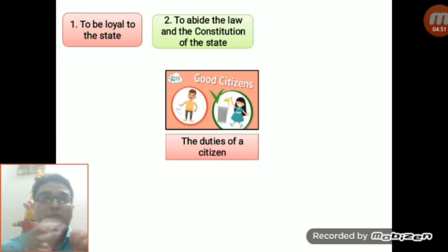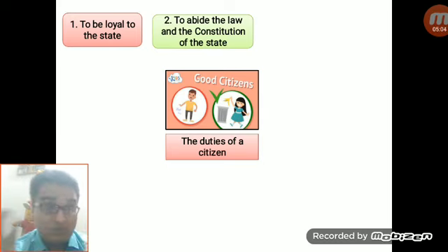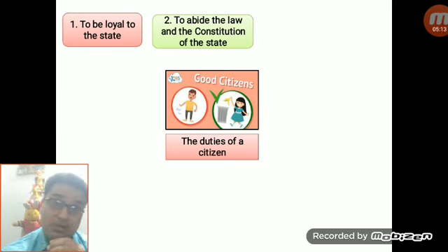Number two, to abide by the law and the constitution of the state. That means a citizen will abide by the law and constitution of the state. And I think you know all about the constitution. Basically, the constitution is the supreme law of a state, and a citizen will maintain the laws, the rules and regulations of the state. At the same time, a citizen will show respect for the constitution of the state.